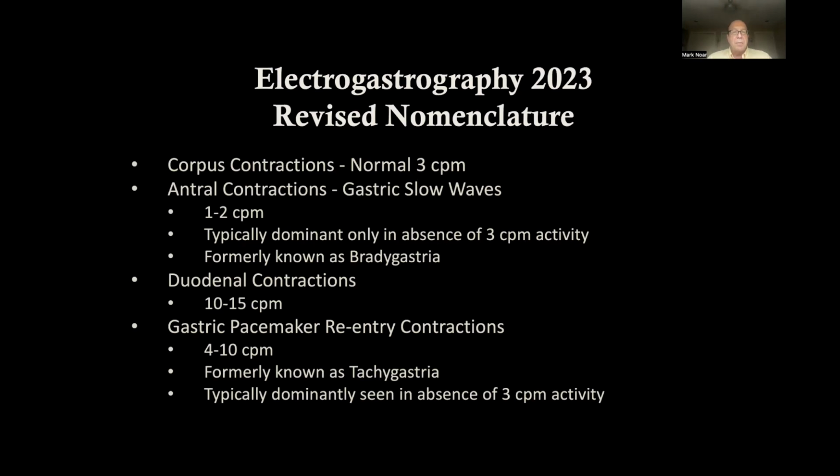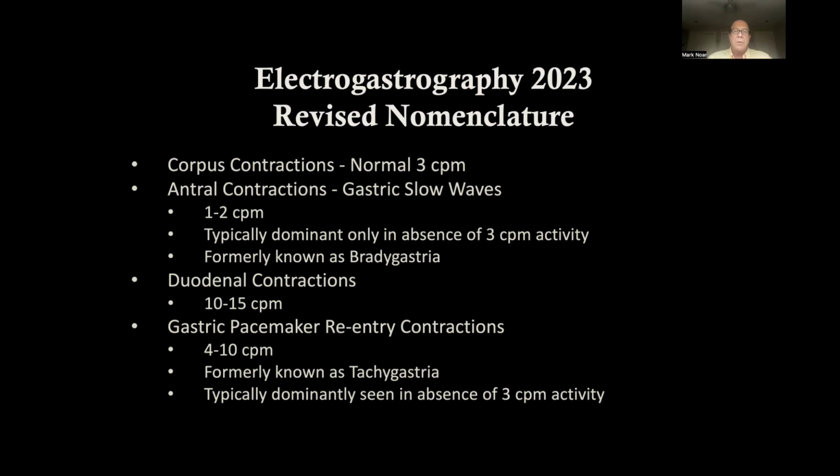Now, I mentioned that we're going to talk about some of the new things in 2023, and in this particular case, we're talking about the revised nomenclature. So again, the body of the stomach, which is pump number 1, are your corpus contractions, and that is where you see the normal 3 cycle per minute activity. Antral contractions, we call the gastric slow waves. They are actually quite dominant because they slow digestion down because there's only contractility in 1 to 2 cycles per minute. Now, those are typically seen as dominant only in the absence of 3 cycle per minute activity.